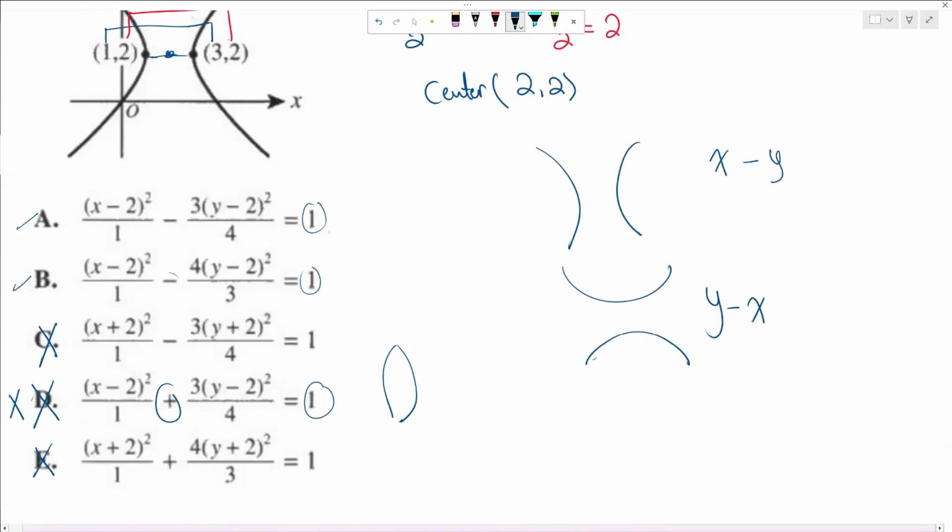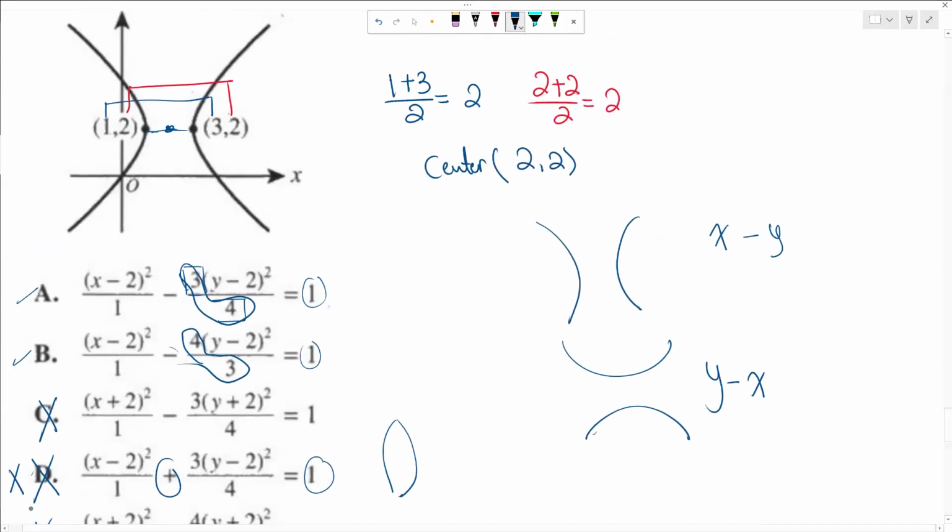What's the difference between A and B? It's in this number here. Is it 3 over 4 that is supposed to be multiplied by the y, or is it supposed to be 4 over 3? So what is 3 over 4 and 4 over 3, and where would we get them from?